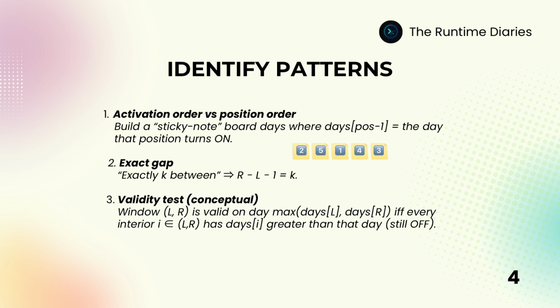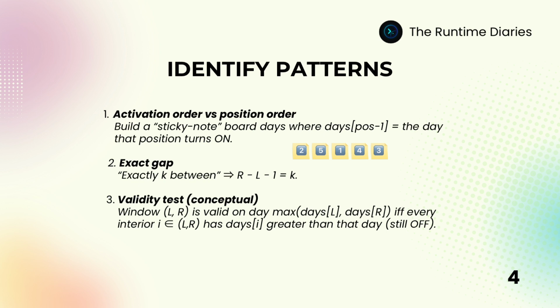Here's where most people get stuck. They think the bulbs array is already ordered left to right, but it's not. It's ordered by time, not position. So what do we do? We flip the perspective. I like to imagine a sticky note board where each sticky note represents a house. On each note, we write the day that house lights up. So for example, bulbs array equals 3, 1, 5, 4, 2 from left to right. That's going to become days array equals 2, 5, 1, 4, 3 from left to right.